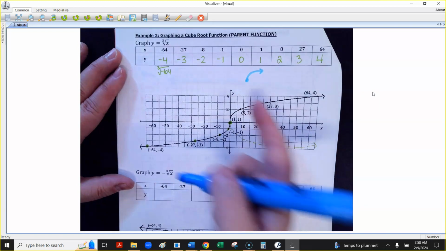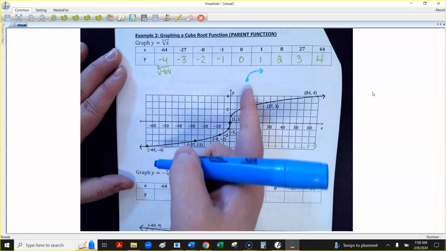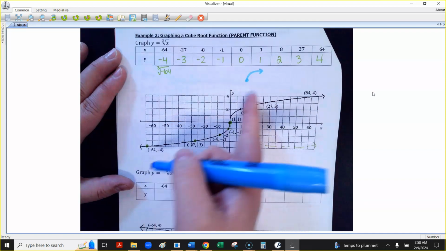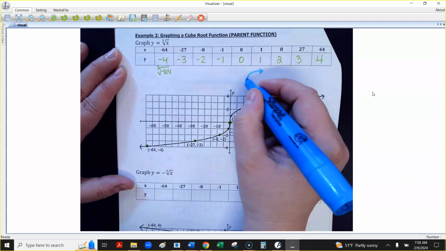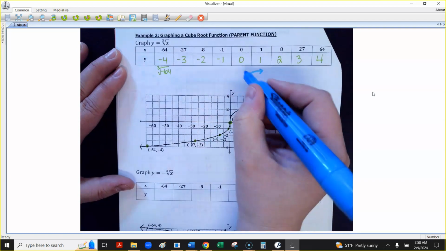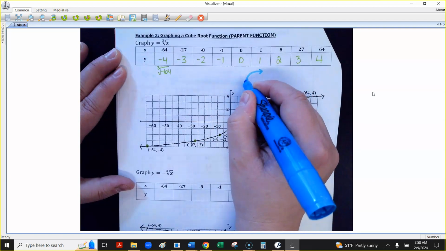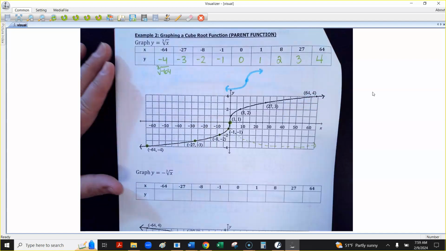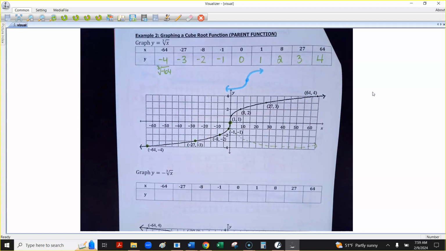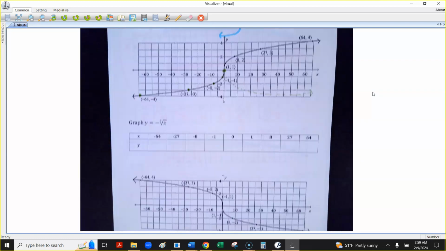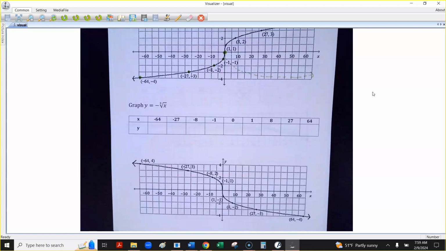Because if I take the cube root of a positive, that's a positive number. So all these are positive, right? If I take the cube root of a negative number, that's negative. So then those y values flip backwards and go negative. So that's the general shape. You guys will not have to plot specific points when we actually put these on the graph other than the very middle.